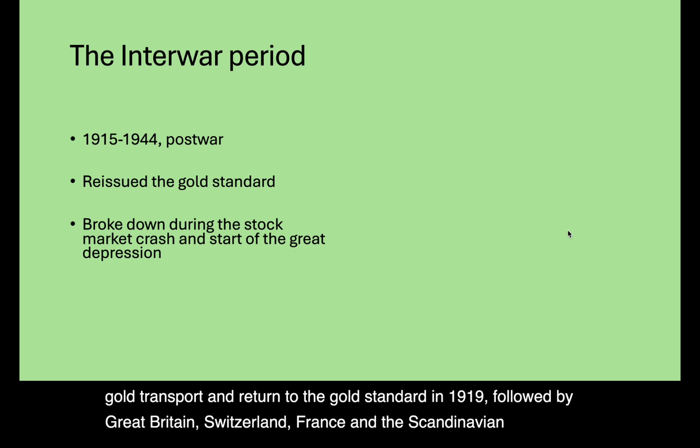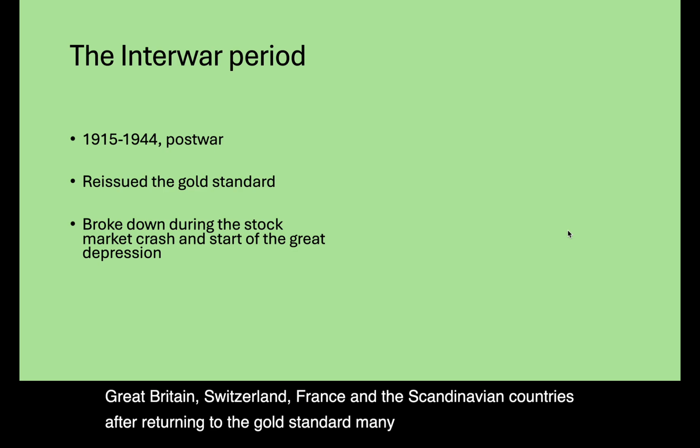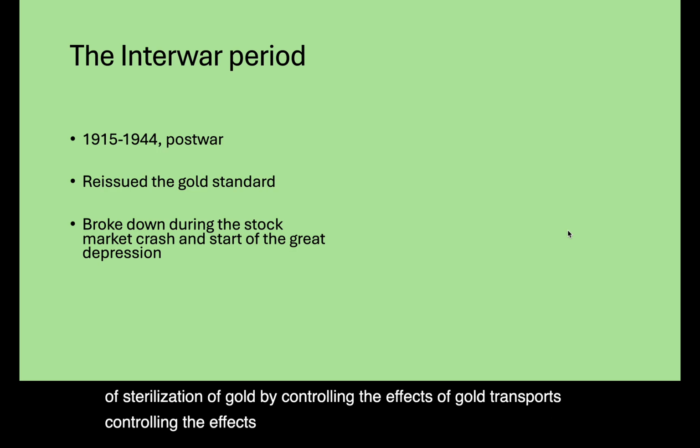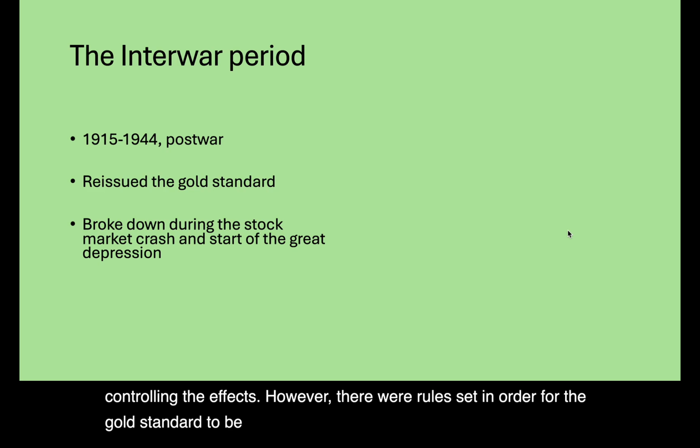After returning to the gold standard, many countries followed a policy of sterilization of gold by controlling the effects of gold transports. However, there were rules set in order for the gold standard to be stable, which they did not follow.